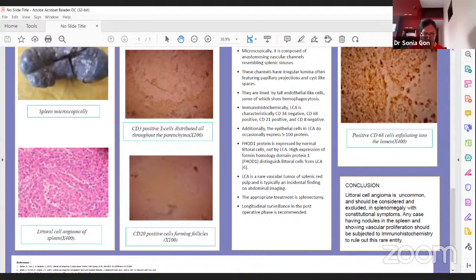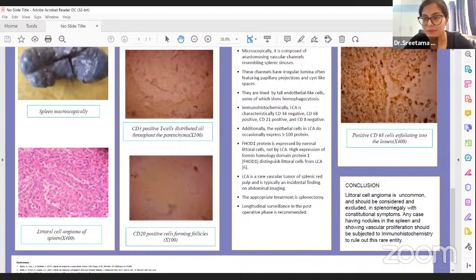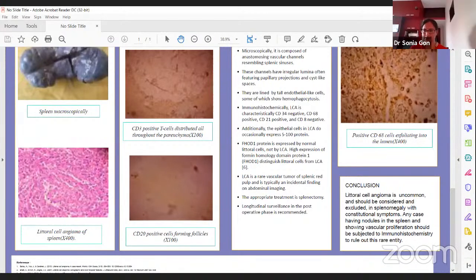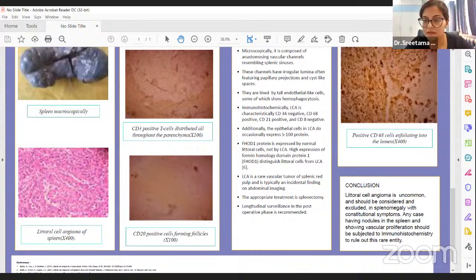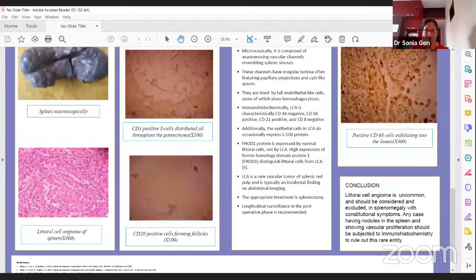Wonderful presentation, Dr. Shritama. Now, you have mentioned that on the gross appearance, there were numerous nodules from very minute to size up to 3 centimeter. You have not shared any cut section pictures here. That is why I'm asking you this. Do you know any other variants in the gross appearance of this tumor?